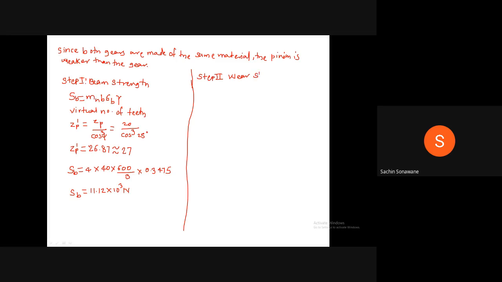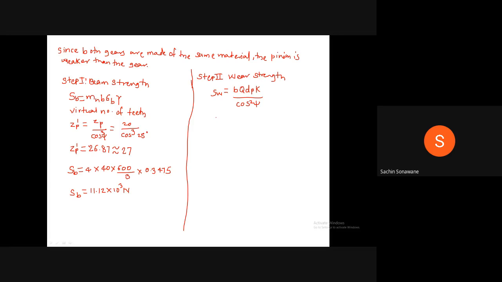Wear strength. Therefore, what is the equation for wear strength of helical gear? That equation we will write down first of all. SW is equal to BQ dp K divided by cos square psi. Therefore, we will find out the values of Q and K.